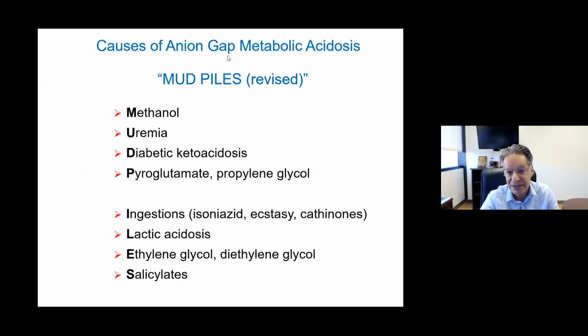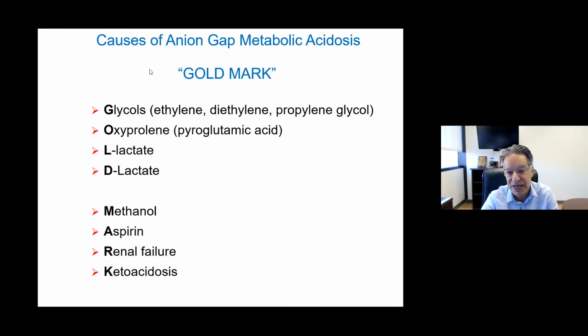As far as organic acidoses in general, the fellows will likely remember the acronym MUD PILES to remember all the different types: methanol, uremia, ketoacidosis. Here's what we just talked about: pyroglutamate, propylene glycol, and then ingestions such as INH, ecstasy, and cathinones, lactic acidosis, ethylene glycol, diethylene glycol, and salicylates. Some people now use this acronym GOLDMARK, same sort of things, just a different way of remembering. The glycols, ethylene, diethylene, and propylene, oxoproline, which is the pyroglutamate, pyroglutamic acid that we discussed, L and D lactate, methanol, aspirin, renal failure, and ketoacidosis.